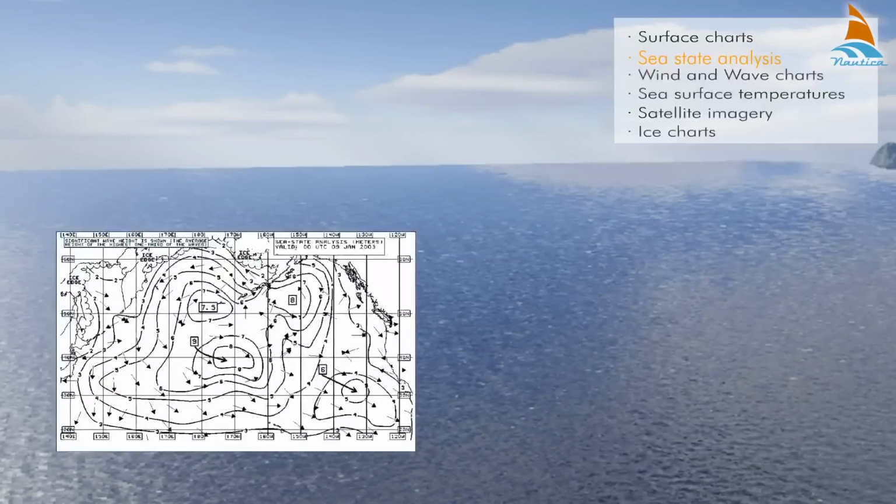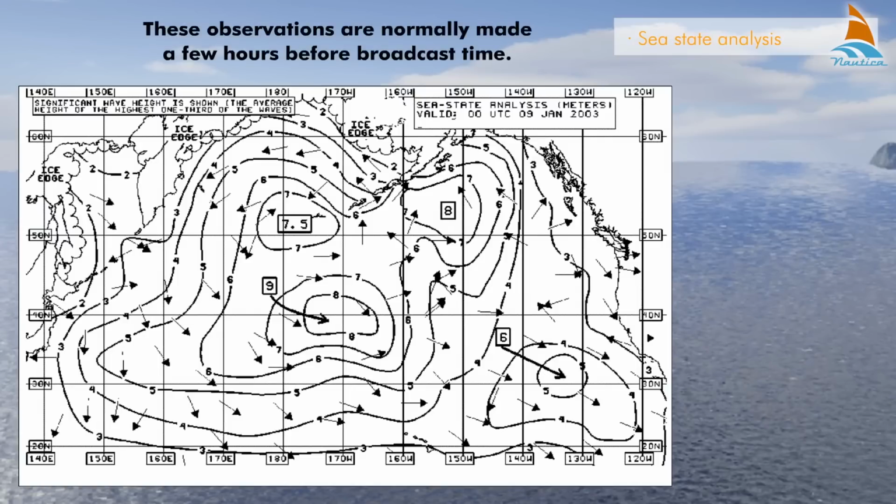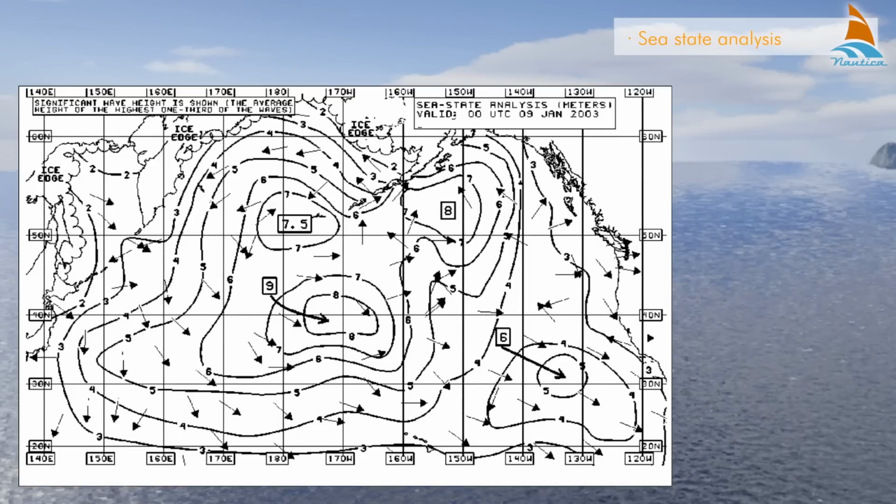The sea state analysis chart shows characteristics of sea waves and direction of movement. These observations are normally made a few hours before broadcast time. The combined sea heights are depicted in solid contours. The relative maxima or minima combined sea state values are enclosed in a box. The arrows indicate the direction of sea waves.